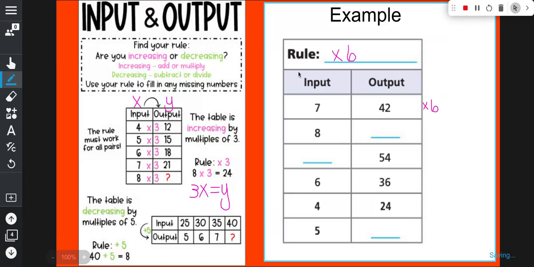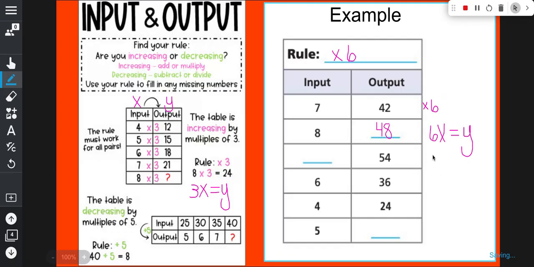Now, if I wanted to write an equation for this, I would write out 6x equals y. Now I can use this equation to solve for any of our missing. So if I am missing the y, but I know the x is 8, I can put 8 in here for this equation, and it would say 6 times 8. And then I would solve for my y. 6 times 8 is 48.